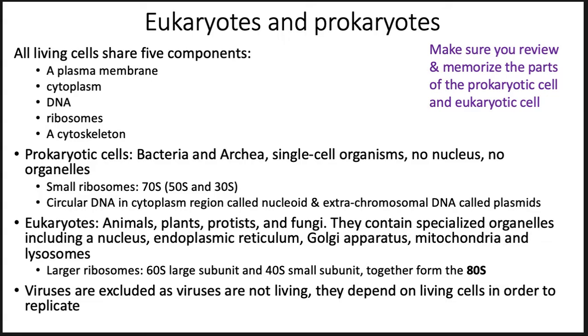Eukaryotes are more complex cells. These can include unicellular and multicellular organisms. Okay, so animals, plants, protists, and fungi are kingdoms. There are many more types of kingdoms within the domain Eukarya, but these are the ones that we focus on. So these all are going to have specialized organelles, a little bit of variation depending on the type, but for the most part, they all will have a nucleus, an endoplasmic reticulum, a Golgi apparatus, mitochondria, and lysosomes.